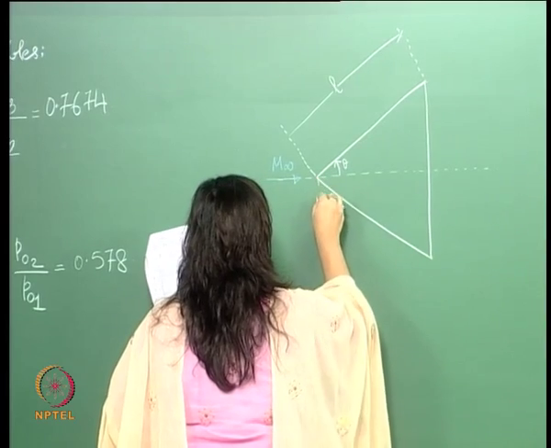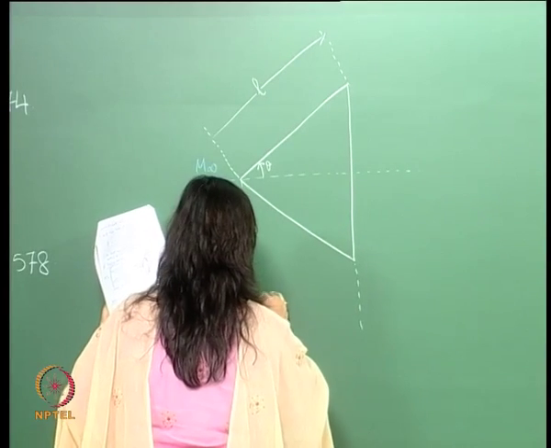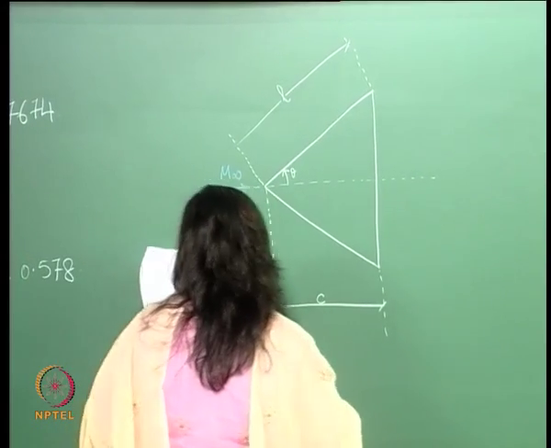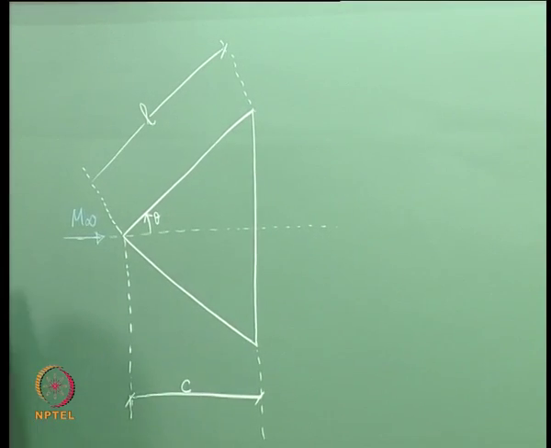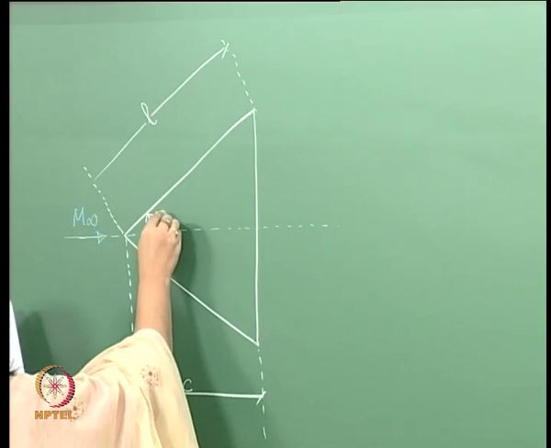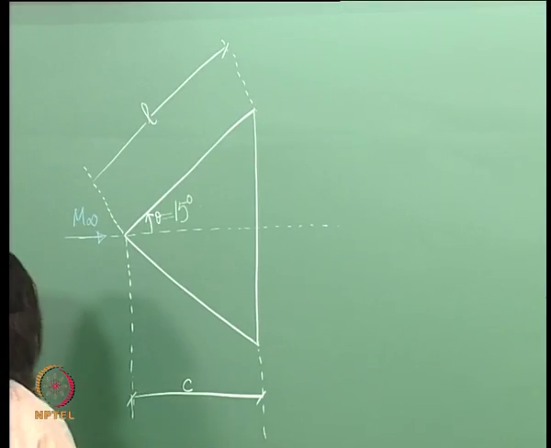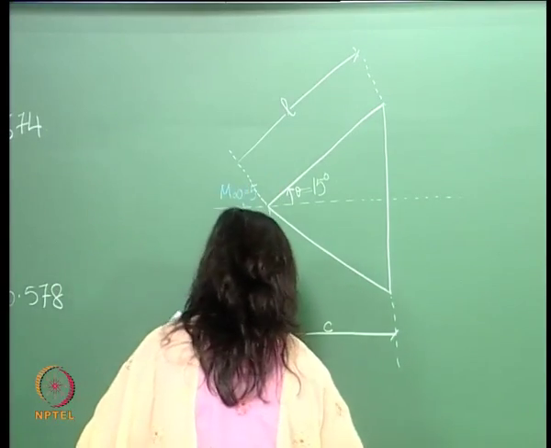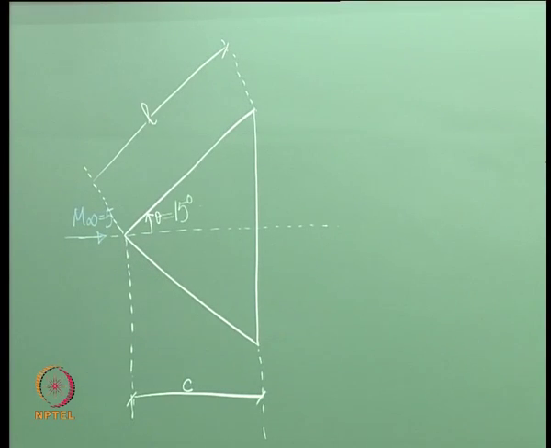This distance is C. Now this theta is given as 15 degrees and the Mach is given as 5. So we basically have a wedge, and we need to calculate the drag coefficient.